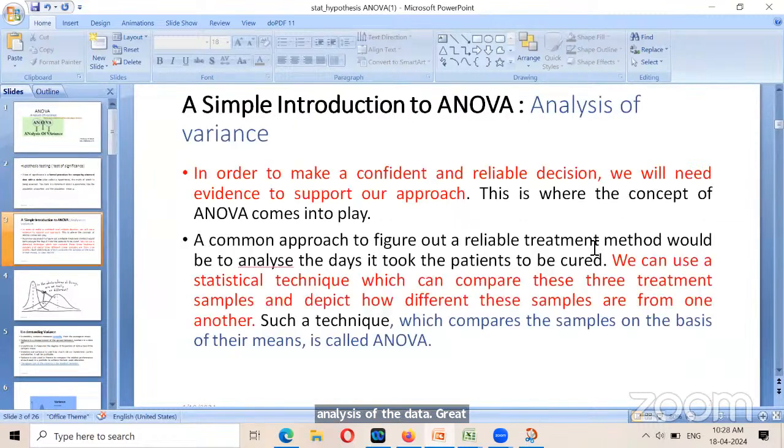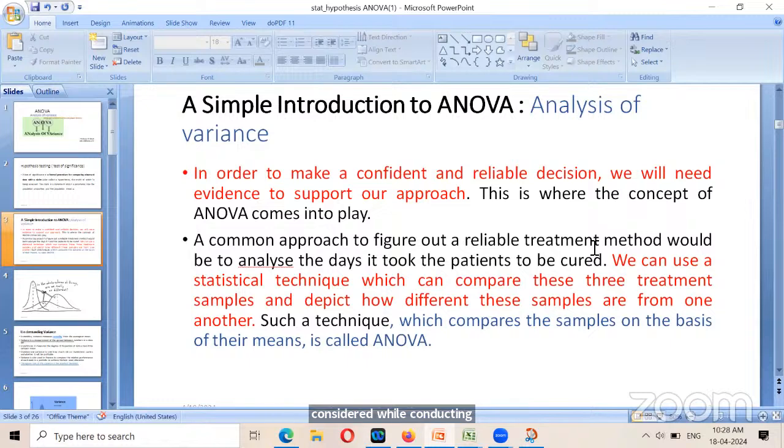In order to make a confident and reliable decision, we need evidence to support our approach. That is where ANOVA comes into the picture. Suppose we have three groups. We have taken the mean of every group. Now we will compare all these groups using some parameters. While doing the ANOVA test, we have to consider parameters like sum of squares, mean square, F value, F critical value, and P value.